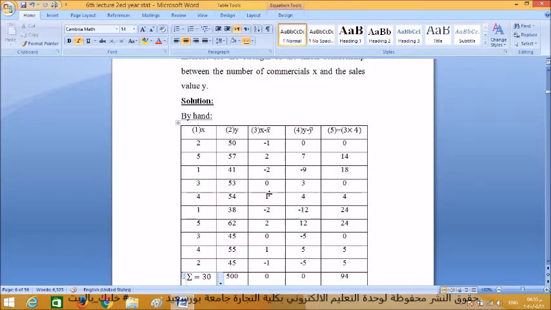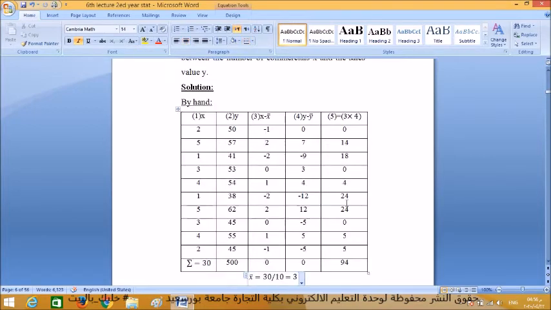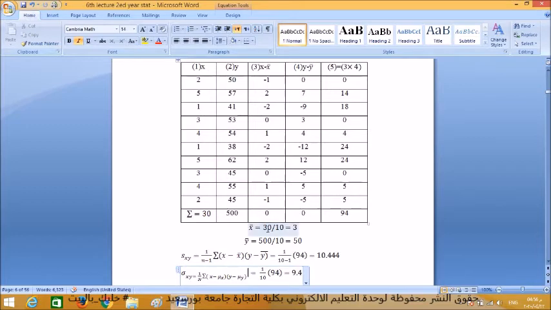The third column is the deviation of X, denoted by X minus X bar, where X bar is the mean of X. Here, sigma X equals 30. So the mean is 30 divided by 10, the number of weeks. So the mean equals 3. And for the second variable, the deviation is represented by column 4, then the multiplication of deviations for X and Y is represented by column 5. Okay, so X bar equals 30 divided by 10 equals 3, and Y bar equals 500 divided by 10 equals 50.